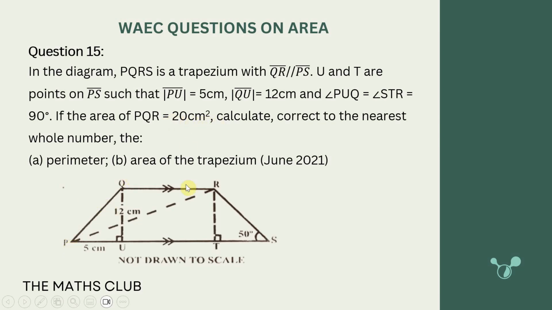Great. So it says that if the area of PQR is 20 centimeters squared, so this P, this Q, and this R, if that area is 20 centimeters squared, calculate, correct to the nearest whole number, the perimeter and then the area of the trapezium. This is taken from June 2021. You can pause the video and try this as well.